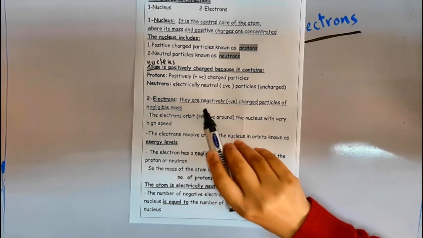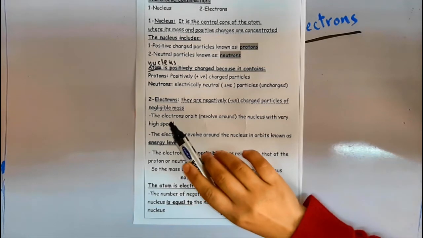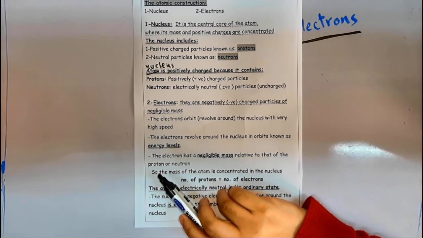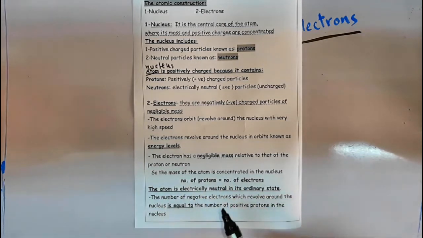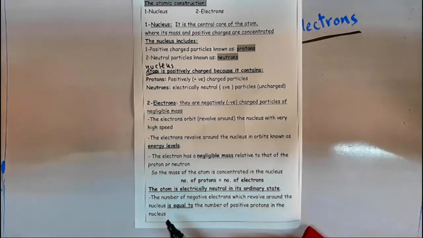Again, the electrons, as we said, are negatively charged particles, and they have negligible mass. As I explained, what is the meaning of negligible mass? Very small mass. The electrons revolve around the nucleus at very high speed. The electron has negligible mass relative to the mass of protons and the neutrons. The mass of the atom is concentrated in the nucleus, and the atom is electrically neutral.